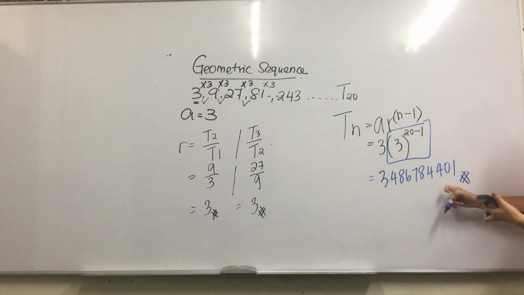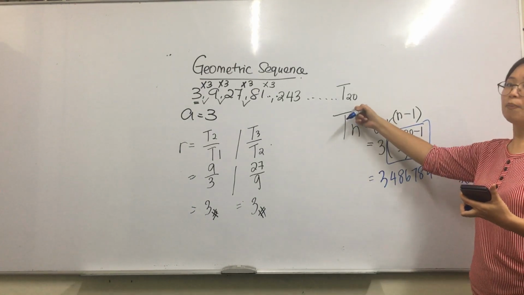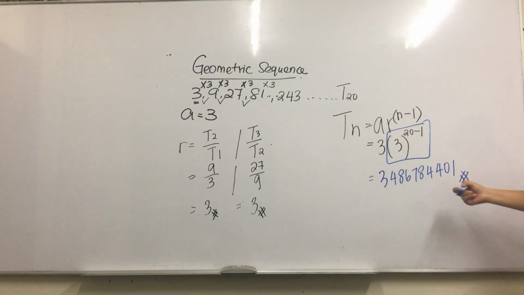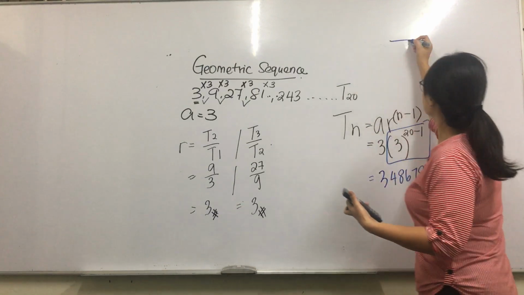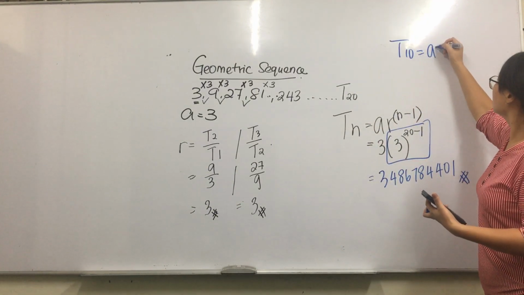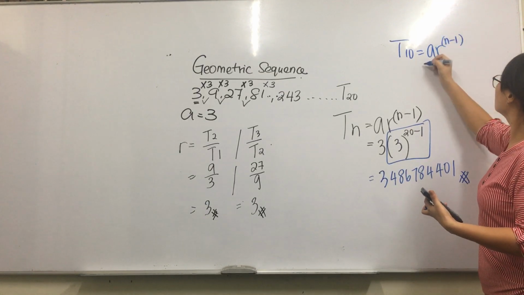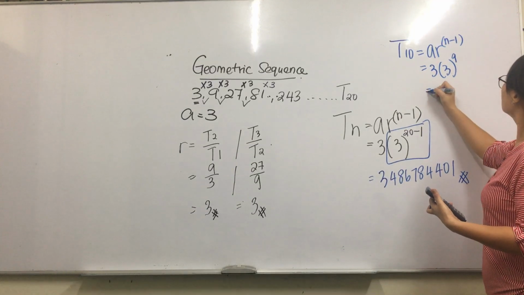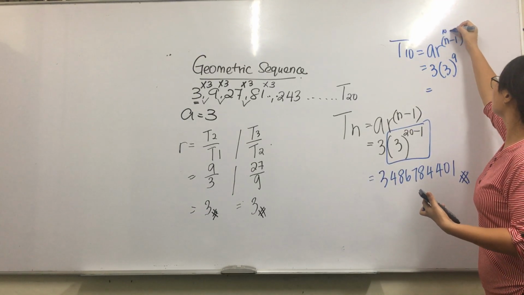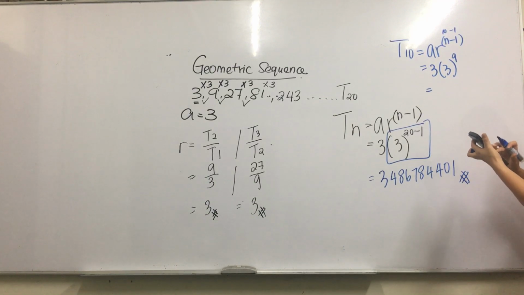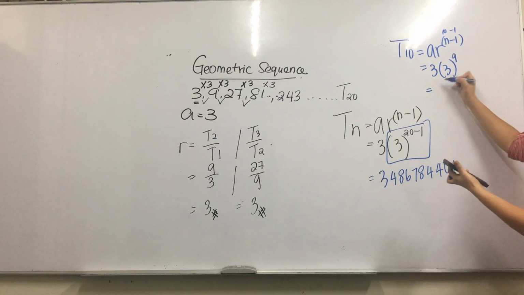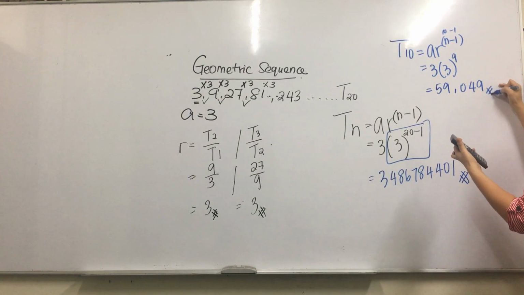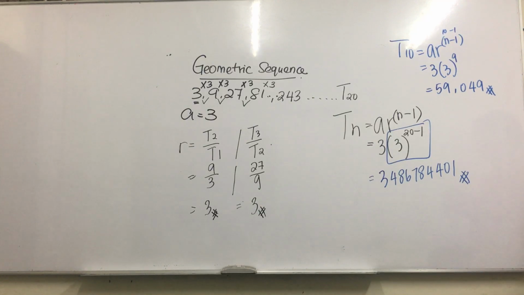Okay? This is just term 20. So, term 20, this is the answer. How about term 10? Term number 10. So, 3 power of 9, which is 10 minus 1, right? 10 minus 1. Okay. Power of 9 times 3. 59,049 ringgit. Or 49. Okay.